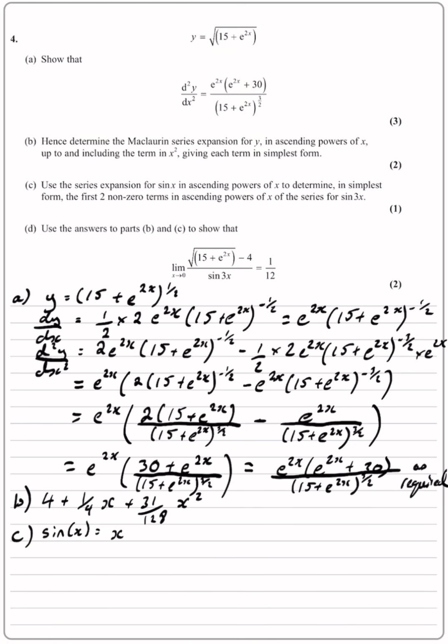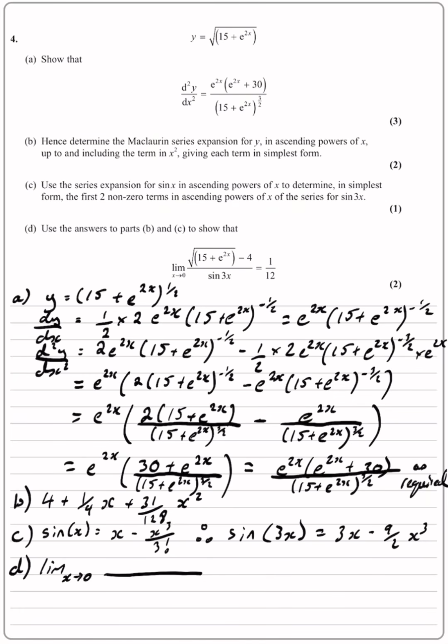For c, we know sine x, the first two terms are x subtract x cubed over 3 factorial. Therefore, if we want the series expansion for sine of 3x, I'm just going to replace the x with 3x in that expansion, so x becomes 3x, and then we'll get 3x cubed over 3 factorial, which simplifies down to 9 over 2x cubed for part C. So 3x minus 9 over 2x cubed.